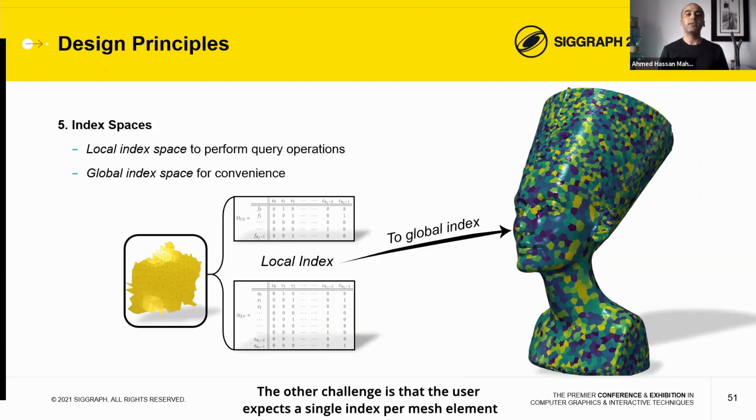The other challenge is that the user expects a single index per mesh element. And so far, in order to identify a mesh element in a global context, we have to use the batch index in which the mesh element resides, along with its local index within the batch, which is quite inconvenient.